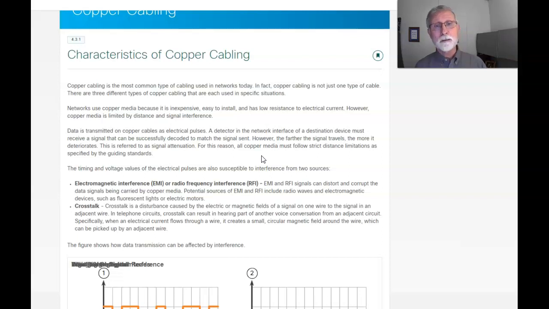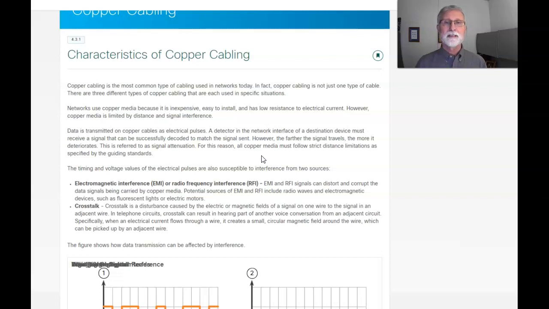Now, data is transmitted along copper cables via electrical pulses. And then you've got a transmitter and you've got a detector on the other end that detects if a signal has been sent or received. Of course, the farther the signal travels, the more it deteriorates and maybe wouldn't be able to detect a signal. That deterioration is called signal attenuation. So the farther it goes, the signal attenuates, and if it gets below a received threshold, it may be not determined that a signal was sent.